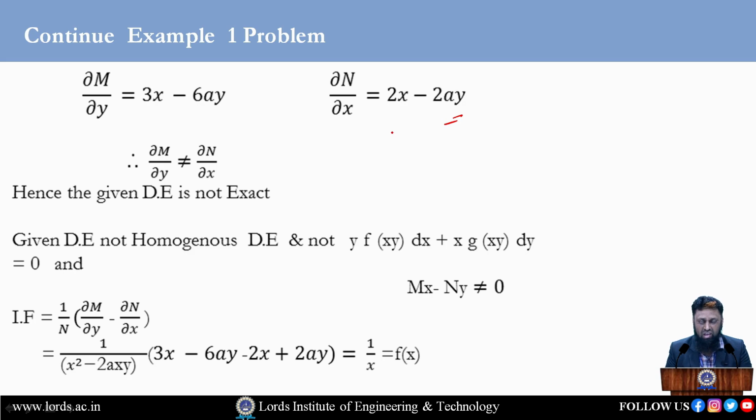You have to convert it into an exact equation. So first type: the given differential equation is not homogeneous, so go to the next type. The next type is y f(x, y) dx plus x g(x, y) dy equal to 0. This also is not. Then we go to type 3. Type 3 is the integrating factor 1 by N (∂M/∂y minus ∂N/∂x). So here you get 3x minus 6ay minus 2x plus 2ay, so you get x, and in the denominator I am taking x common. You get this term, x minus this value just cancel, and you get the value 1 by x. This is a function of x.